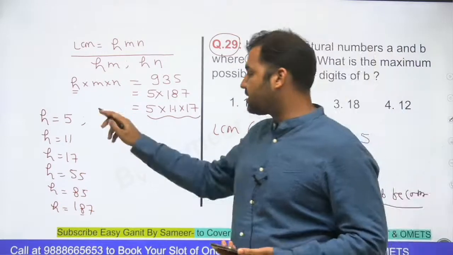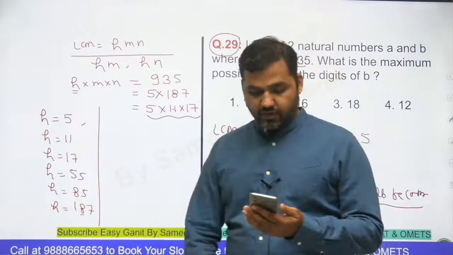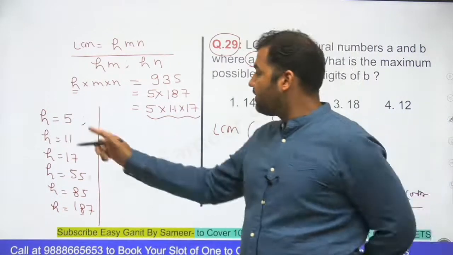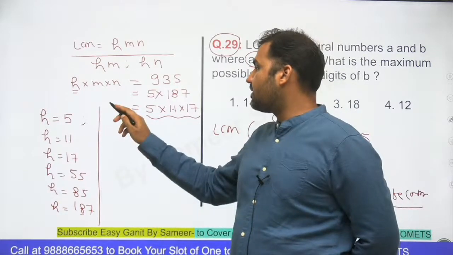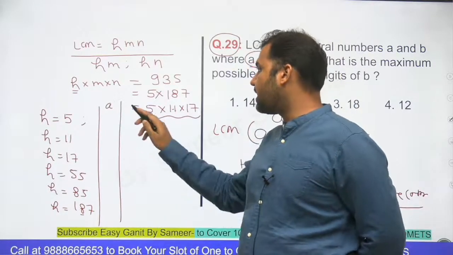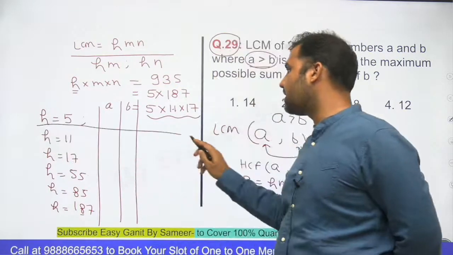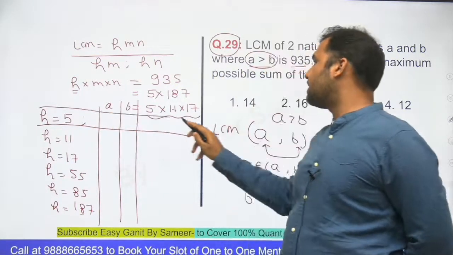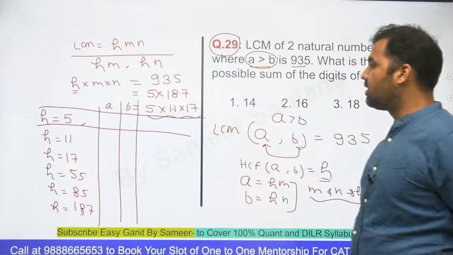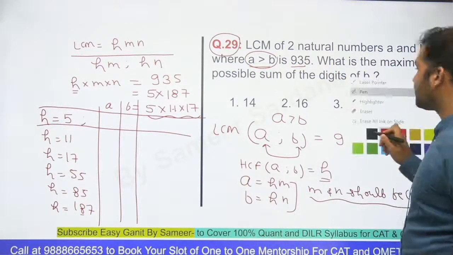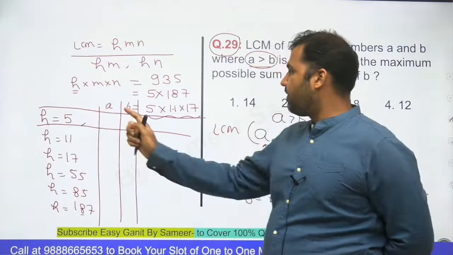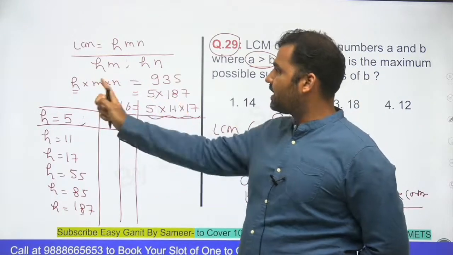If I say that H is equal to 5. अगर h की वैल्यू 5 होगी बच्चों तो a और b का वैल्यू क्या होगा? You have to make sure that a should be greater than b guys. a का वैल्यू b से बड़ा होना चाहिए. Tell me, if I say the value of h is equal to 5, then 5 into 11 into 17 is h into m into n.